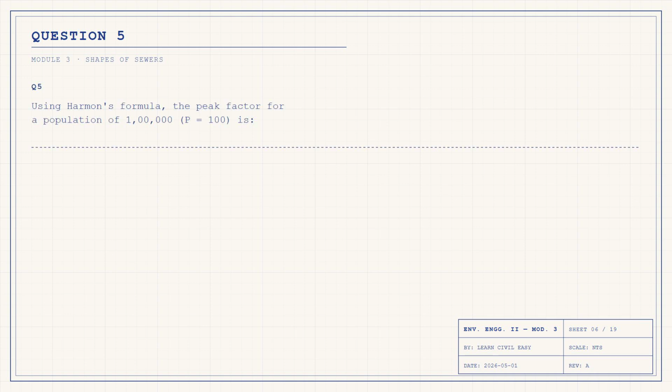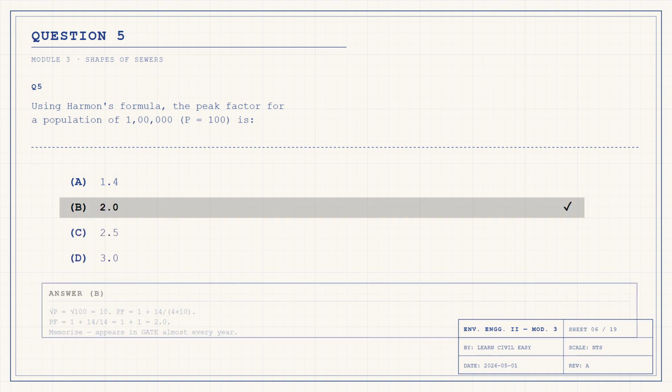Question 5. Harman's peak factor for population 1 lakh, that is P equals 100,000. The correct answer is B, 2.0. Plug in 1 plus 14 over 4 plus square root of 100. Square root of 100 is 10. So 1 plus 14 over 14 equals 1 plus 1 equals 2.0. Memorize this. It appears in GATE almost every year.